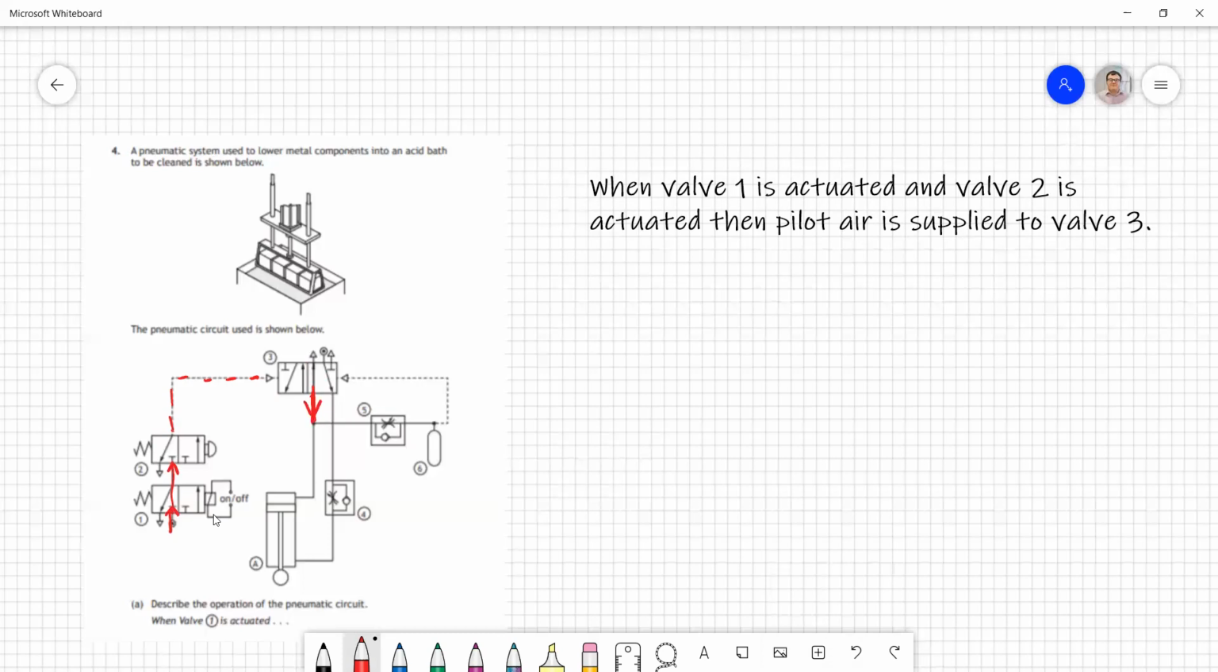Now, if we look to the right, going along this path, we can see there's a restrictor there, and this is the direction of restriction. So if air comes along, it's not going to get past this ball on the cup there.